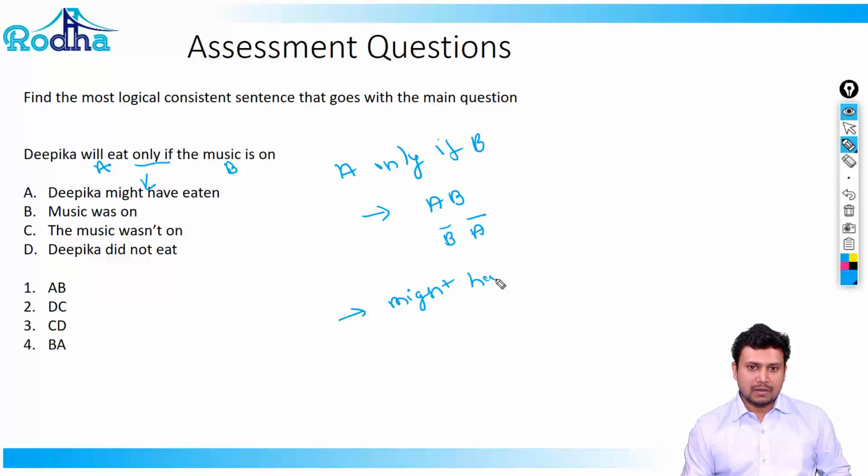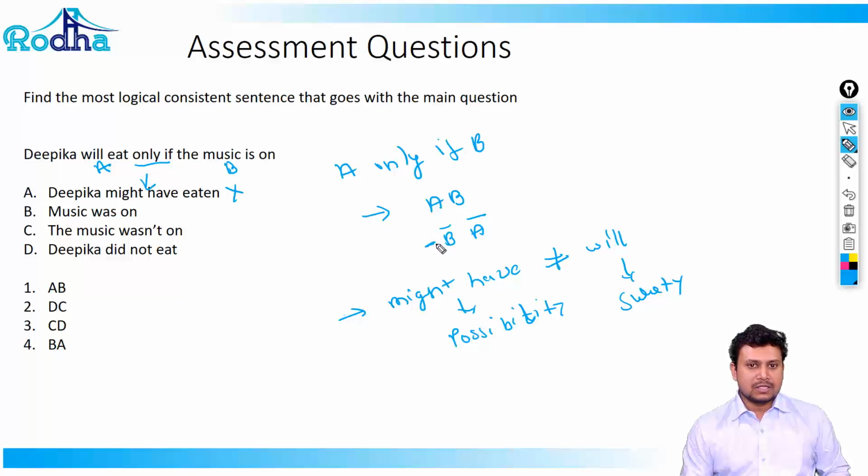Might have is not equal to will, because might have is a possibility and will indicates surety. Therefore, I'll not take that as the point. Now, since A is not present, there is no point of checking B. Let me directly check B bar. So music is on. What is the opposite? Music wasn't on. So it could be C. And what is A bar? Deepika will eat. Deepika did not eat. Yes. So again, that's a surety. So CD. Do you have an option like that? Yes. And that's your answer.